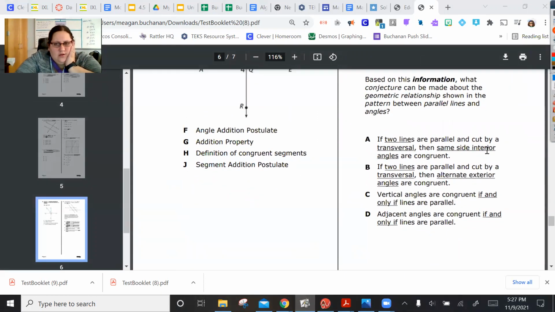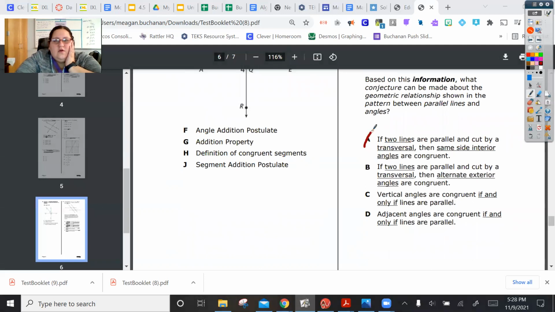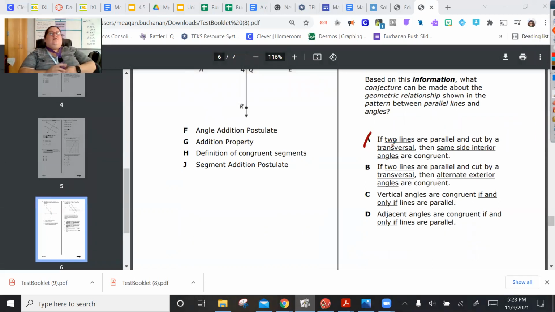If two lines are parallel and cut by a transversal, the same side interior angles are congruent. That is false. We know that same side interior angles are supplementary. That's one of our definitions. If two lines are parallel and cut by a transversal, their alternate exterior angles are congruent. That is true. But we're reading through all these. Vertical angles are congruent if and only if lines are parallel. Well, these lines aren't parallel, and vertical angles are congruent, so that's not true.